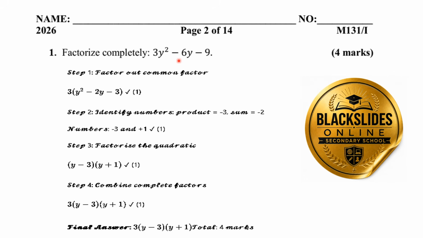So when you factor out the 3, dividing everything by 3, you obtain this expression here. So the 3 is taken out, and then you have a quadratic expression remaining yet to be factorized again. By doing that, you have 1 mark. Remember, your target is to get 4 marks.